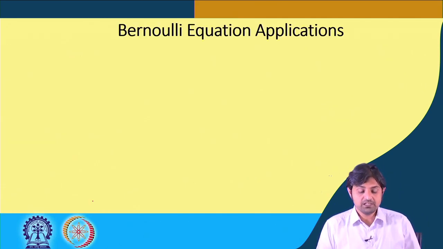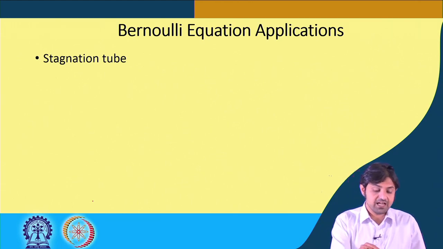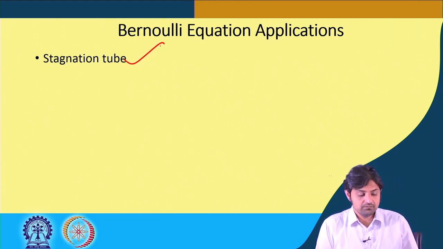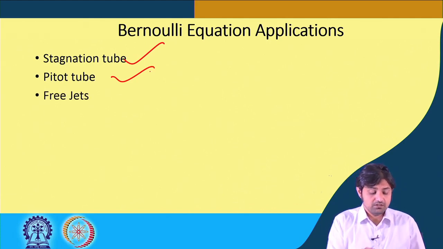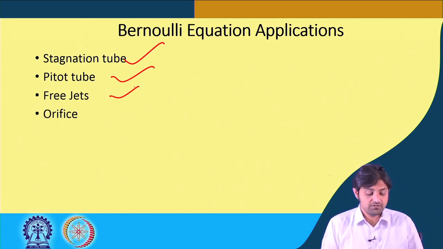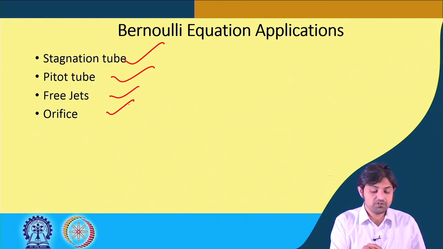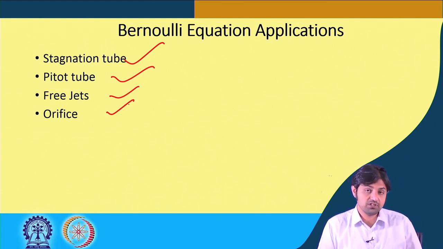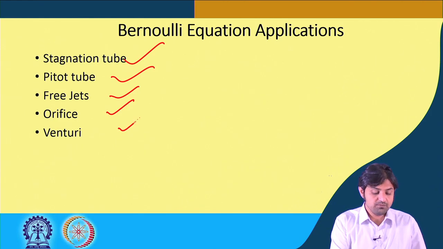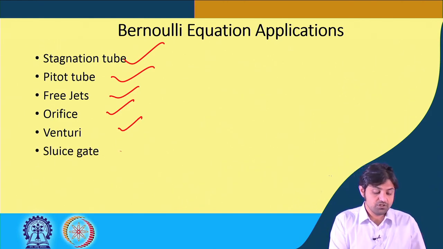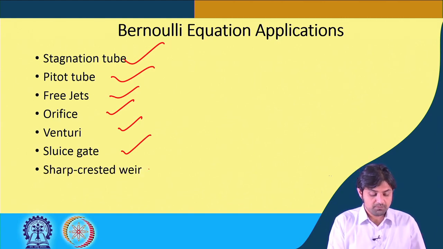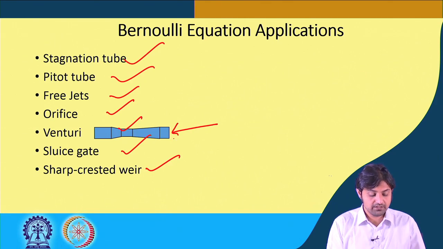So now the Bernoulli's equation applications. One is stagnation tube that you have already seen. The other was pitot tube, which we discussed. The free jets equation we have seen. We have not seen orifice, but orifice is one of the other areas where Bernoulli's equation is there. Venturi meter. The Bernoulli's equation is applied across sluice gate and sharp crested weir. Okay, this is how a Venturi meter looks like. This is how a sluice gate looks.